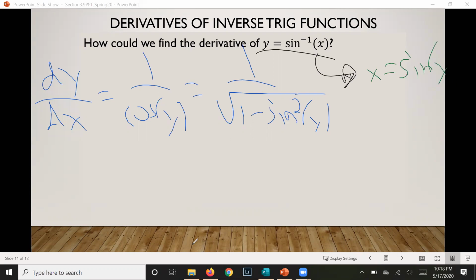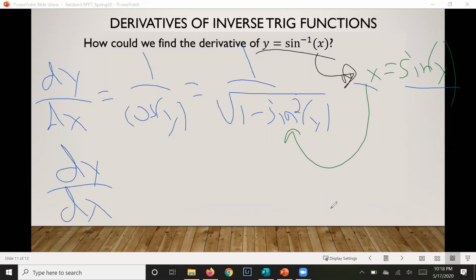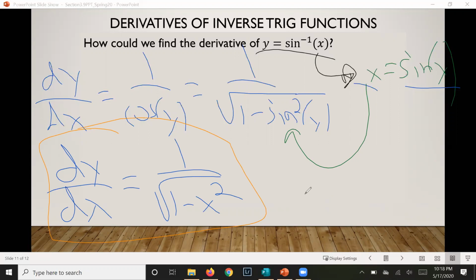But it's what we started our derivatives with. So we can make a substitution. Because sine of y equals x, we can take x and plug it in for sine of y here. And when we do that, what we end up with is dy/dx equals 1 over the square root of 1 minus x squared. And huzzah, there is our answer. Isn't that such a satisfying feeling?